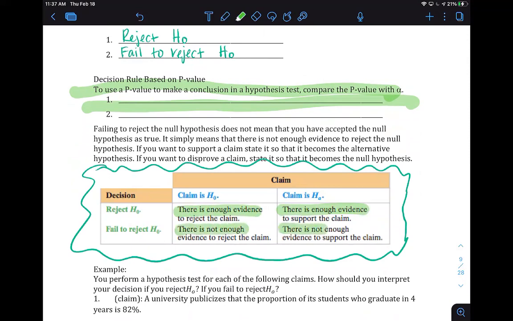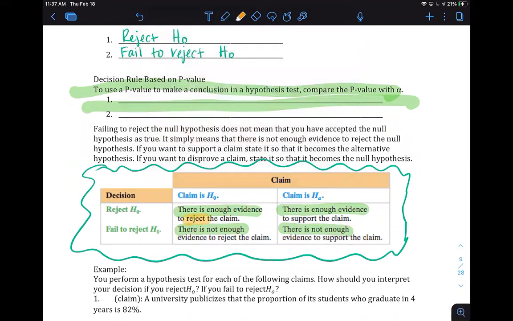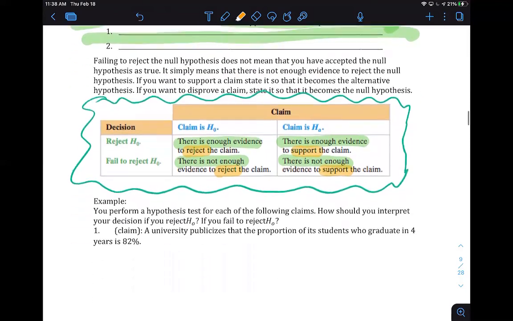So there is enough evidence or there is not enough evidence. And then depending on where that claim is, if it's in the null or the alternative hypothesis, determines whether or not you reject it or you support. If it's in the alternative hypothesis, you're supporting the claim. If it's in the null hypothesis, you're rejecting it. And this is one of those things that starts to become more natural as we're doing examples because you can apply it.